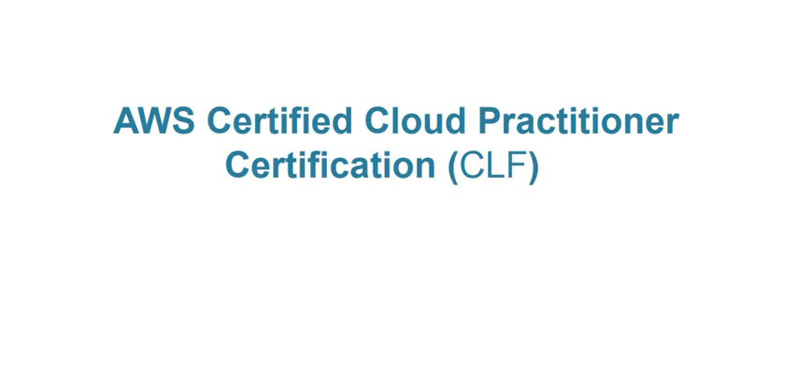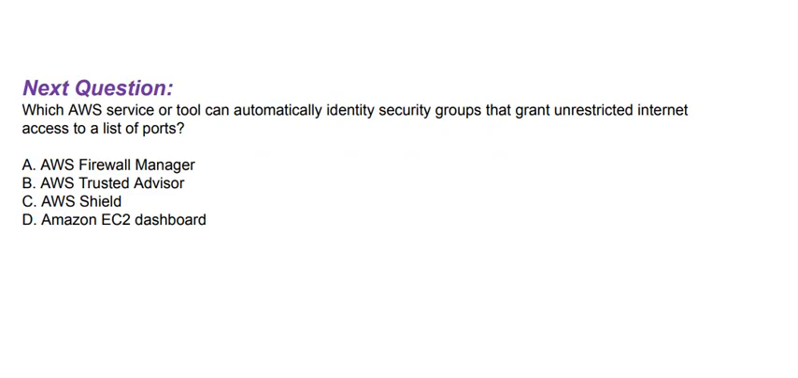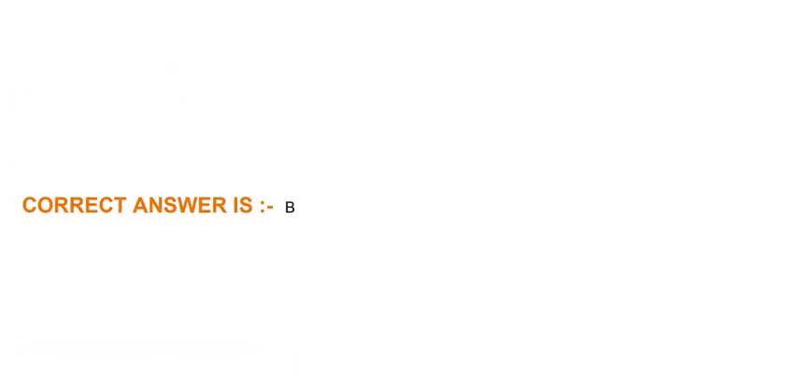Today's question is, which AWS service or tool can automatically identify security groups that grant unrestricted internet access to a list of ports? Option A, AWS Firewall Manager. Option B, AWS Trusted Advisor. Option C, AWS Shield. And option D, Amazon EC2 Dashboard. The correct answer is option B.